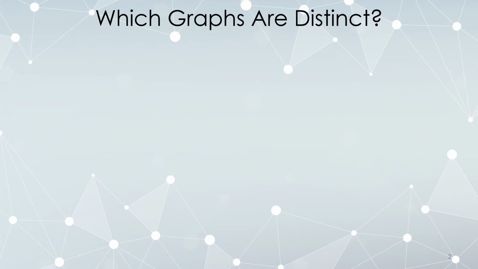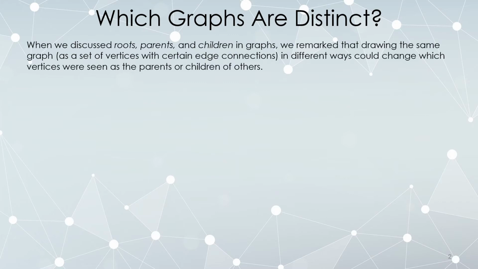In this video, we discuss a topic called isomorphism of graphs, which helps us determine which graphs are fundamentally different from one another and which ones are basically the same. For example, when we talked about trees, we remarked that you can pick any vertex of a tree that you want and draw it as the root. This then determines which vertices are parents to others versus children.